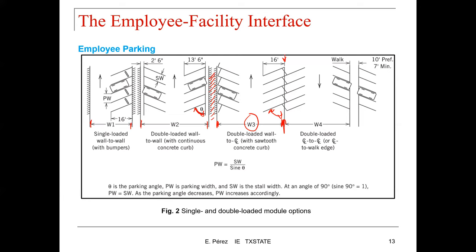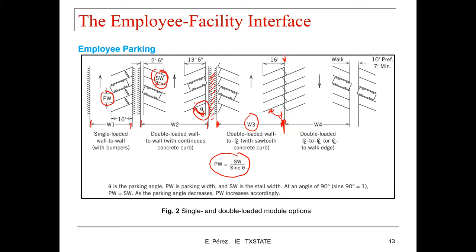So in this slide, we are showing the different types of modules. In this particular course, we're gonna be focusing on these W1, W2, W3, and W4 modules for designing a parking facility. PW is computed as shown here. So again, the angle is very important. This is the stall width. PW is the parking width. So again, these three things are going to determine the width of the actual module. So we're gonna have to consider the PW, parking width, the stall width, and also the angle.